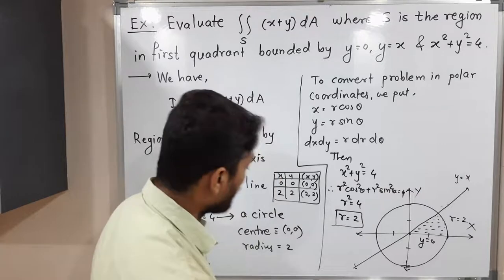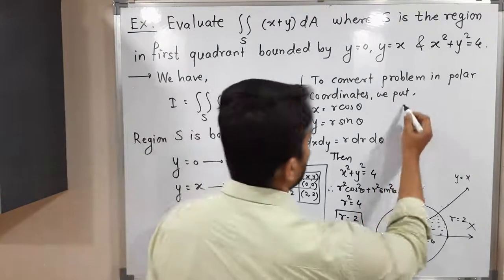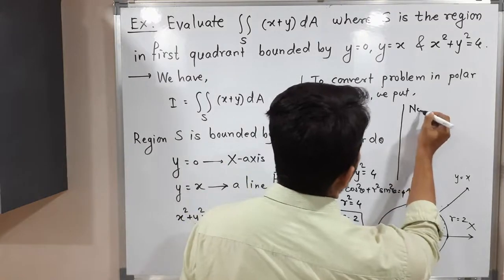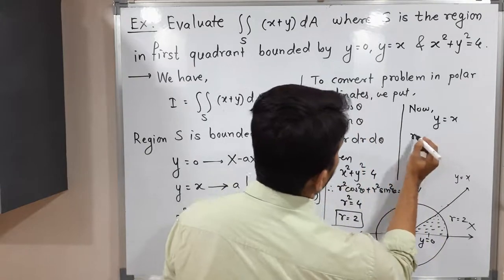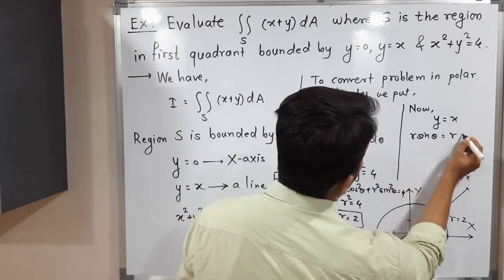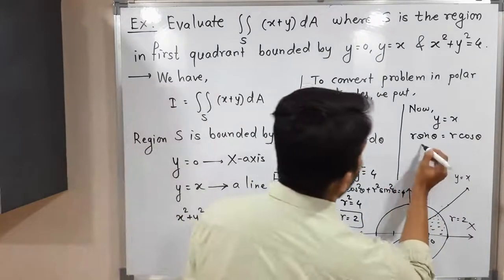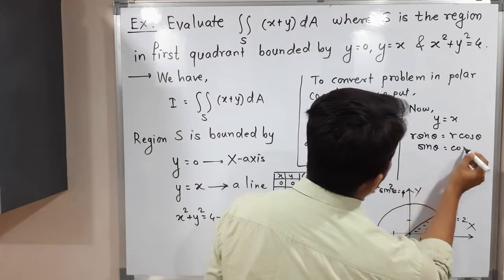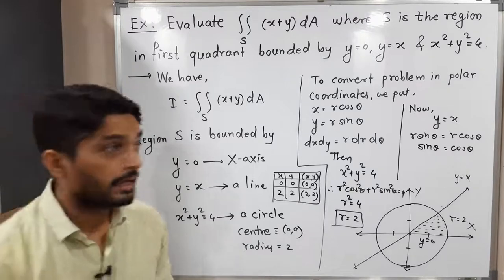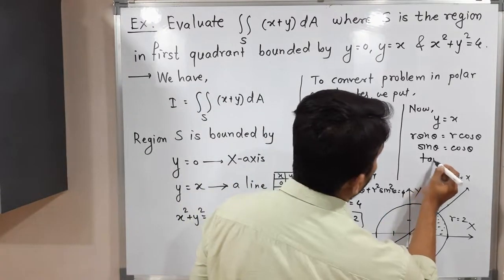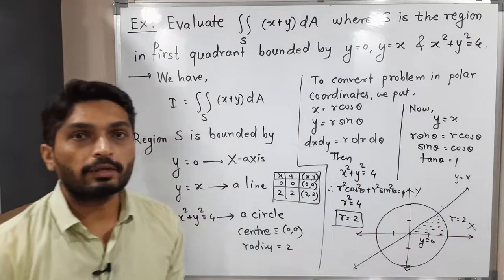After that, we have the equation of this line also. Let us convert it into polar coordinates. What is the equation of the line? y is equal to x. You know that y means r sin theta and x means r cos theta. r will get cancelled from both sides, so we will simply have sin theta is equal to cos theta. I will shift cos theta to this side, so sin theta upon cos theta is tan theta. Tan theta is equal to 1. Will you tell me at what value of theta the value of tan will be 1?